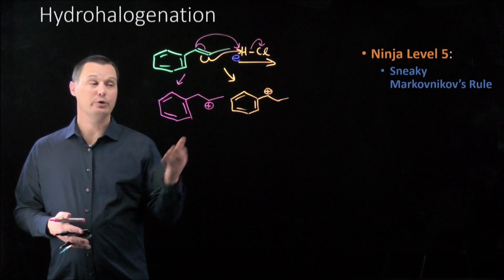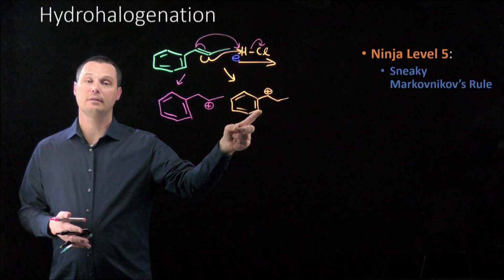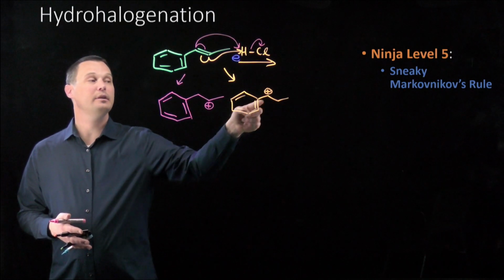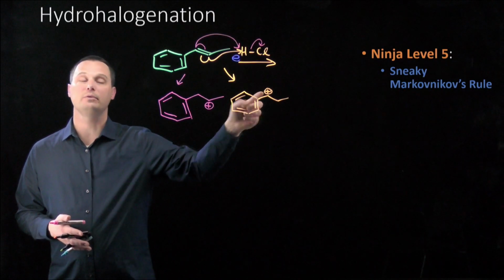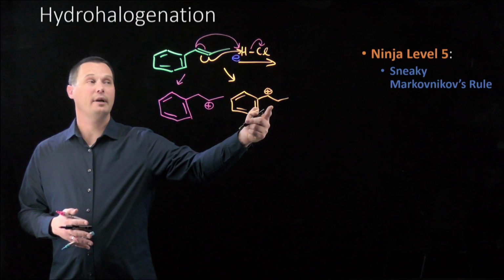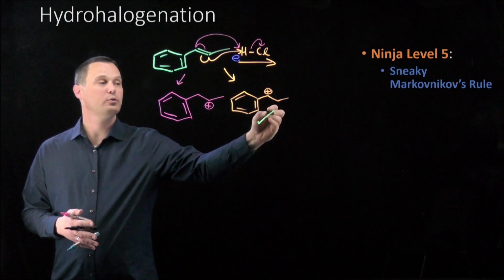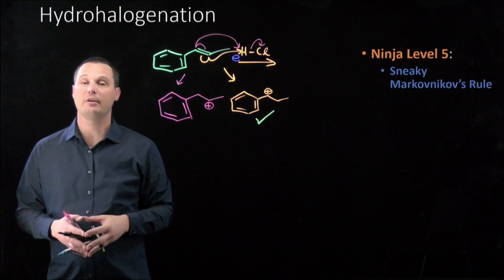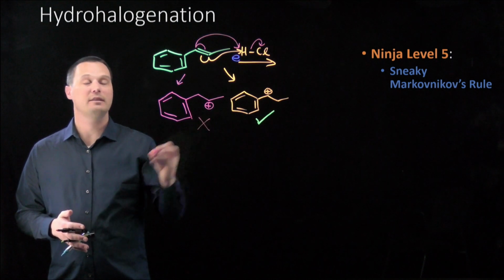Do you see it? It's true, both of them are secondary, but the carbocation next to the benzene ring can be stabilized by resonance with the benzene ring. The carbocation further away cannot. Because this is a resonance stabilized carbocation, it is more stable, and Markovnikov's rule says we will form the most stable carbocation intermediate possible. This carbocation will effectively not form.